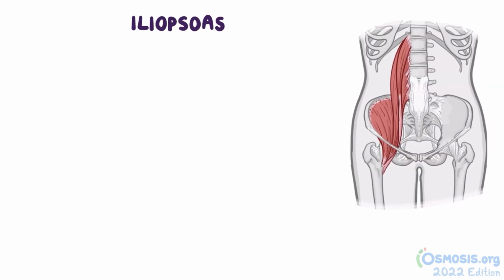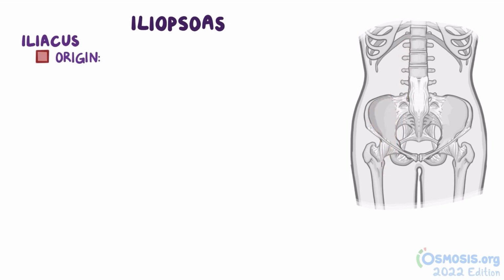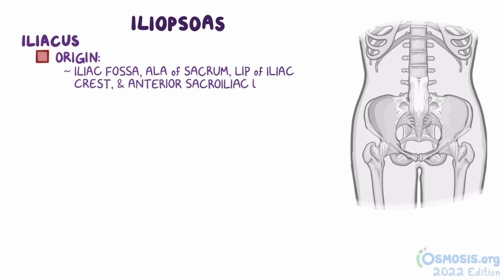Second, the iliopsoas is the most powerful of the hip flexors. It has most of its mass located in the posterior wall of the abdomen and greater pelvis. Actually, it consists of two parts. Its broad lateral part is called the iliacus muscle, which arises from the floor of the iliac fossa, ala of the sacrum, inner lip of the iliac crest, and anterior sacroiliac ligaments. And its long medial part is called the psoas major.